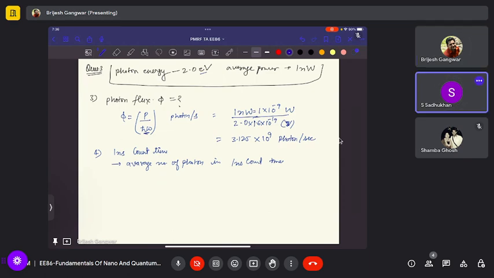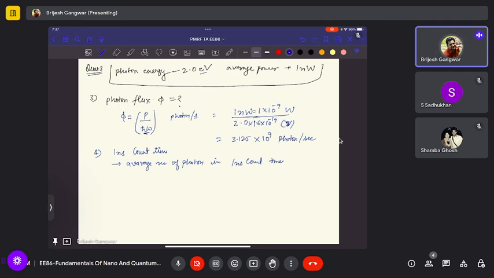This count time will signify, like if you use some spectrometer. How does a spectrometer work? Like in optics, the photons fall on the photodetector, right? Then it generates some electrons or some current, you can say. That current is measured by the electronics part of the detector.